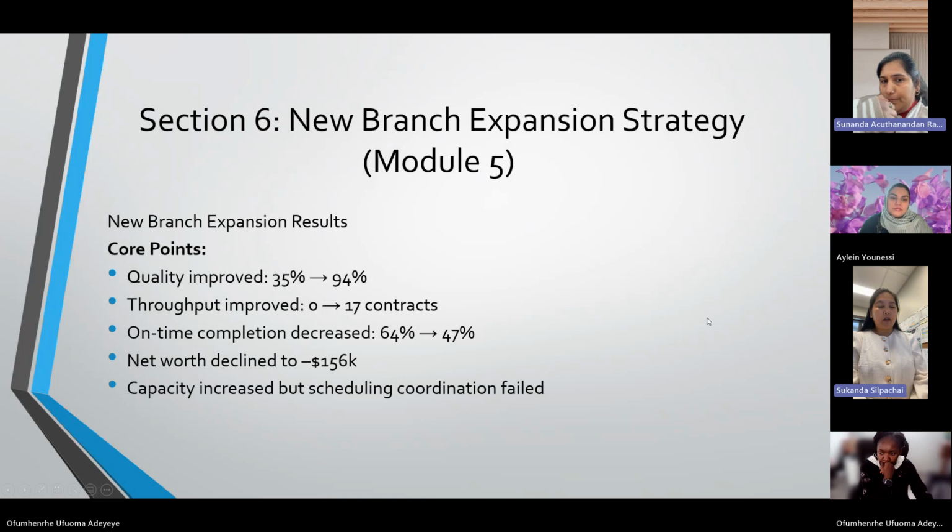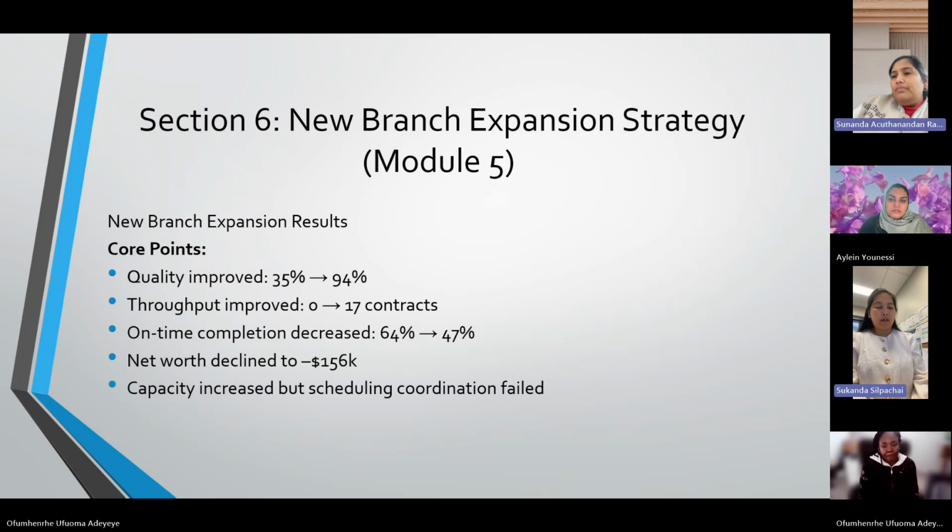Module 5 introduced a new branch and the result mix. On the positive side, quality improved sharply from 35 up to 94% and throughput increased to 70 completed contracts. However, on-time performance dropped from 64% to 47%, and the company's net worth declined to short $156,000. Despite adding capacity, coordination between the two branches was poor.